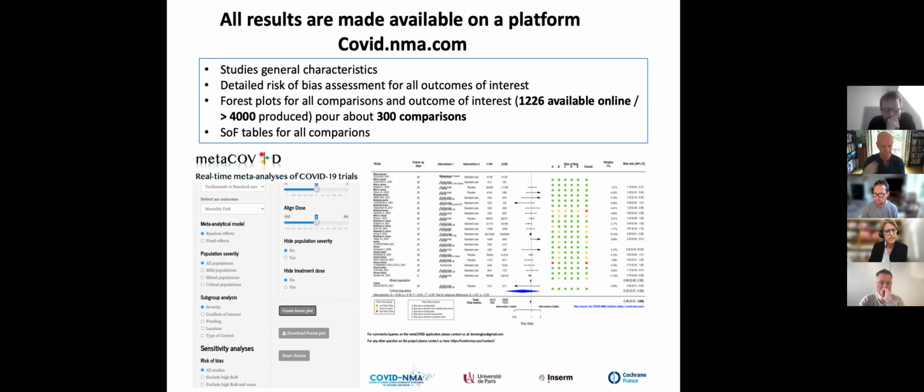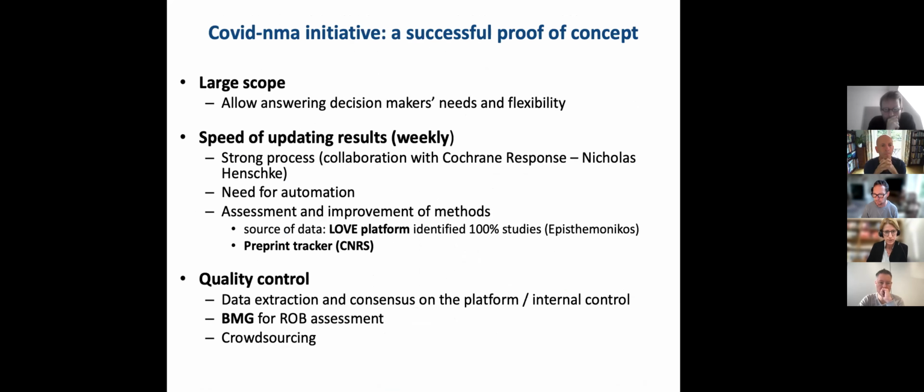So overall, this process has been successful. If we think about the process overall, I think it was successful because we had a very large scope. We're considering all randomized controlled trials of any treatment and any preventive intervention for COVID-19. So it could be drugs, it could be vaccine, it could also be non-pharmacologic treatment. What was very important was the speed for updating results. So we update results weekly.